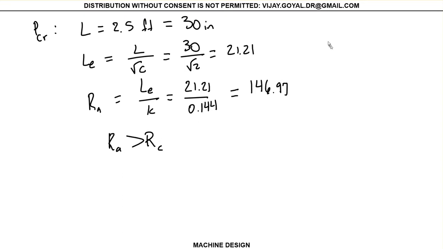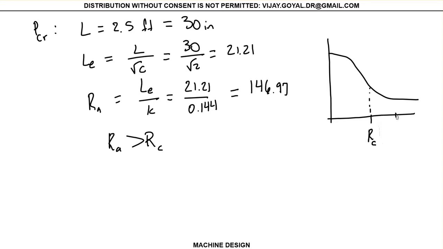So what this is saying is that if you have your buckling curve, this particular value, the RA that you have, this is your critical slenderness ratio.